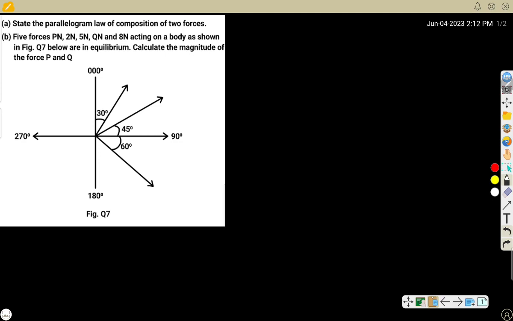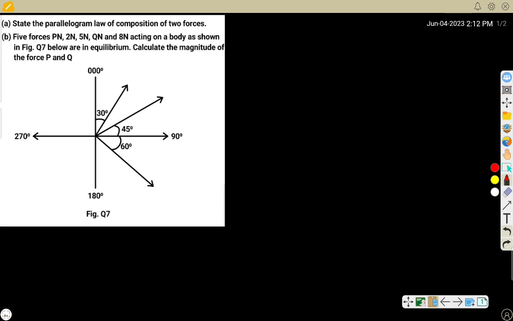B. Five forces: P Newton, 2 Newton, 5 Newton, Q Newton, and 8 Newton, acting on a body as shown in the figure below, are in equilibrium. Calculate the magnitude of the forces P and Q. So we have numbers here. So let me put the numbers. I forgot to type the numbers, so I can type them here.